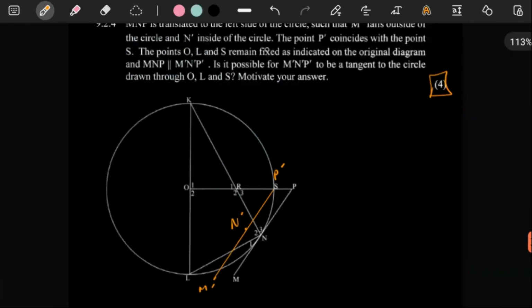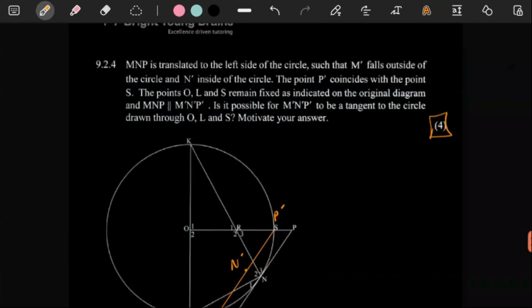And then it says here, the points O, L, and S. Okay, the points OLS remain fixed as indicated in the original diagram.